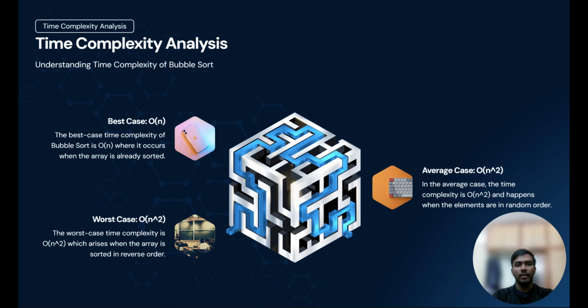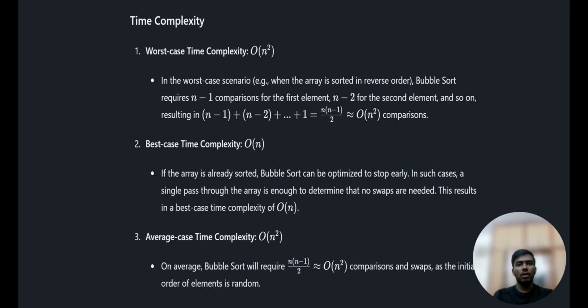Time complexity analysis. Best case: the best case time complexity of bubble sort is n, which occurs when the array is already sorted. Worst case, n square: the worst case time complexity is n square, which arises when the array is sorted in reverse order. Average case, n square: in the average case, the time complexity is n square and happens when the elements are in random order.